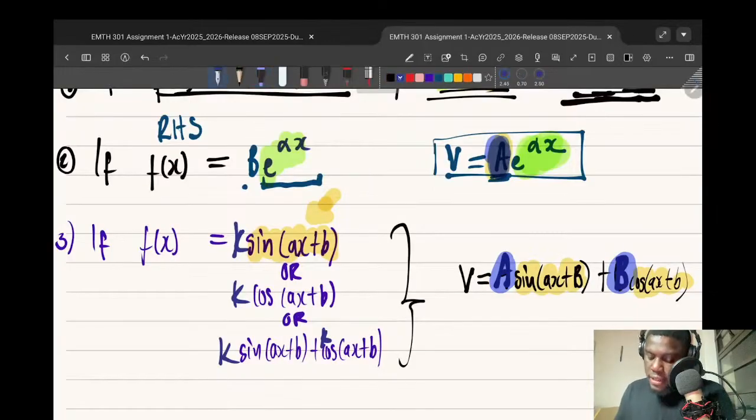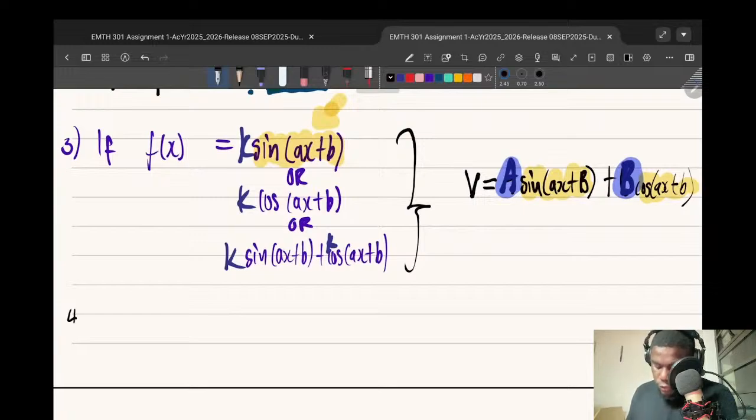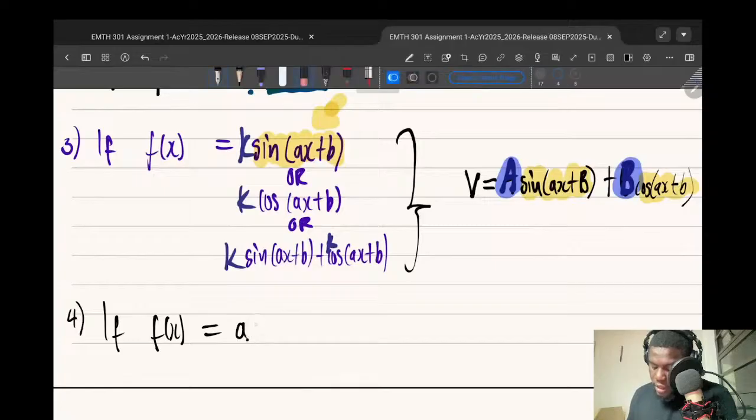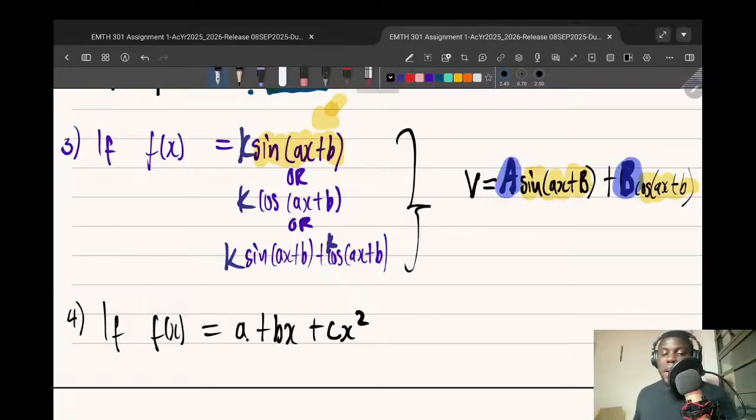Last two cases. Let's talk about it. Case 4 is, what about if you get a polynomial? If f of x is equal to, let's just say, a plus bx plus cx squared. Whatever it is equal to a polynomial, you will choose v being the same thing. Your v is going to be the same thing. Usually here they put a big A plus bx plus cx.